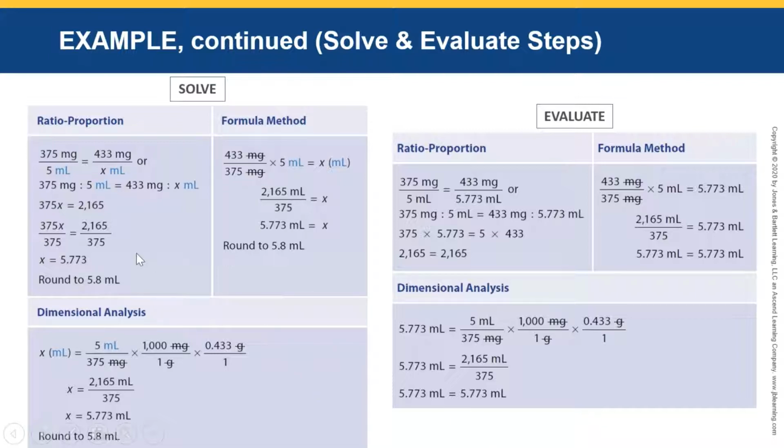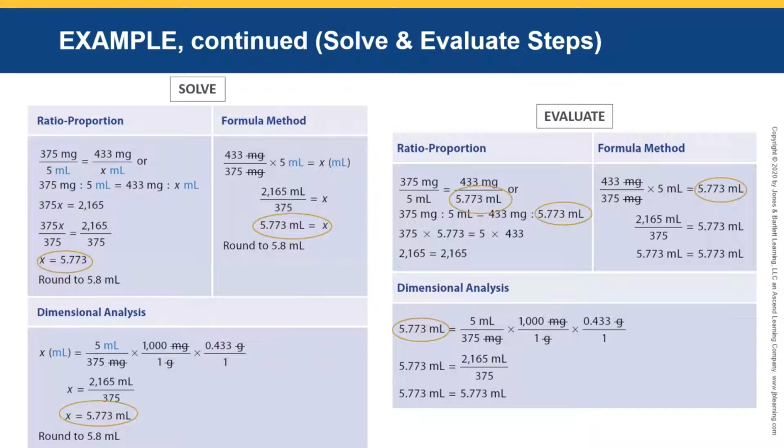So literally what they do is they replace X with the answer that's obtained in the solve step, and then they redo the math in the evaluation step. So you can see they replace X with 5.773. So when they get to the evaluate step, if you click again, Jen, there you go. You can see now they're saying, does 375 times 5.773 equal 5 times 433?